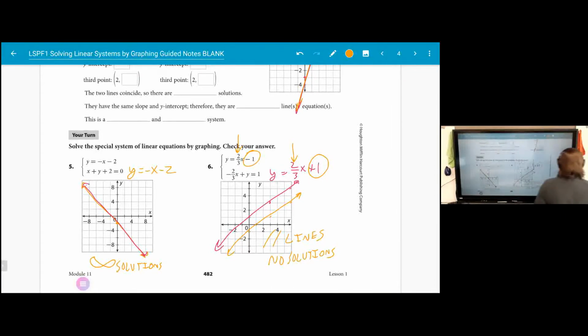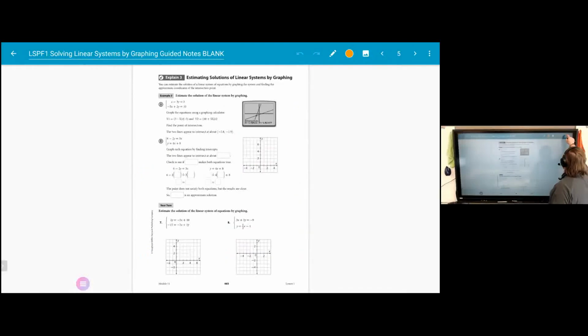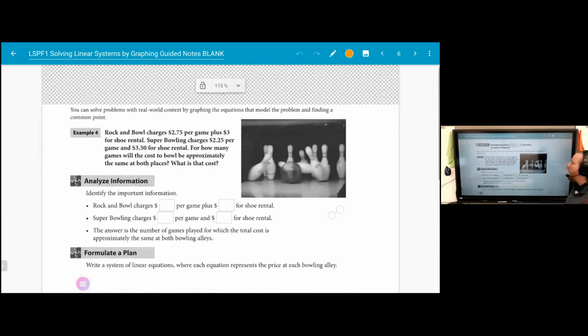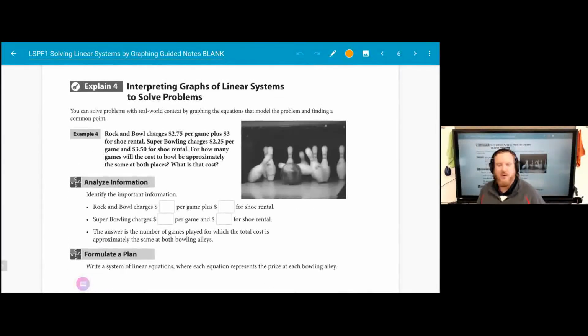What's the point of doing all this? Well, what we're going to do now, we're not going to do the estimating part. We're going to go right to the interpreting. We're going to create equations just like we've been doing, and then see where they cross to interpret them. Rock and Bowl charges $2.75 per game plus $3 for shoe rental. Super Bowling charges $2.25 per game and $3.50 for shoe rental. For how many games will the cost to bowl be approximately the same at both places, and what is that cost? In other words, we're going to create 2 equations and then graph them and see where they cross.